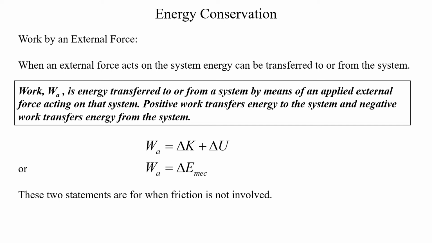So now we have the work done by an applied external force. That's what the W with the A subscript means: the work done by an applied external force. That will equal the change in the kinetic energy plus the change in potential energy, or the change in mechanical energy. Since mechanical energy is defined as the sum of the kinetic and potential, the work done by an applied external force will equal a change in mechanical energy.